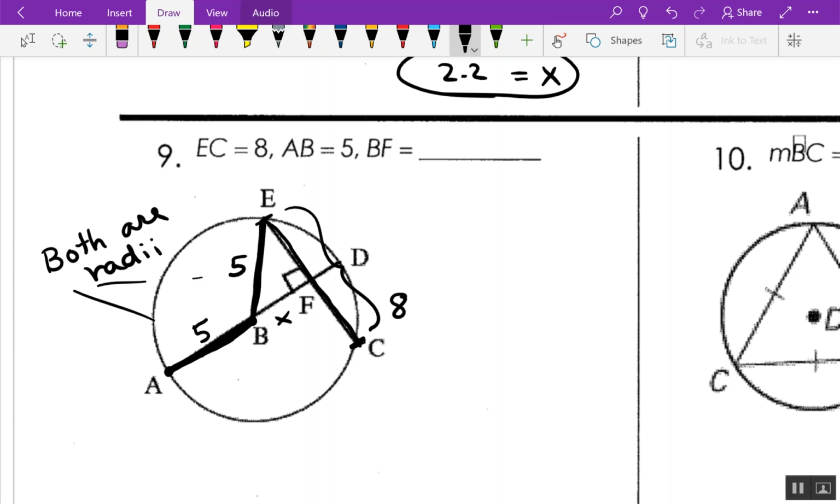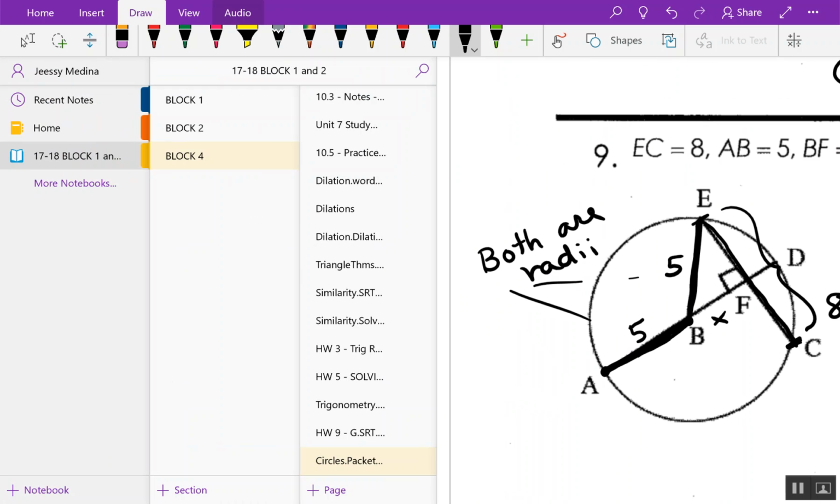So you have to be able to identify that because they're expecting you to be able to identify that. So now do me a favor and turn to the back of the first page so we can take a look at a theorem. What is BF? We have to find it, so we need the theorem in order to find it.